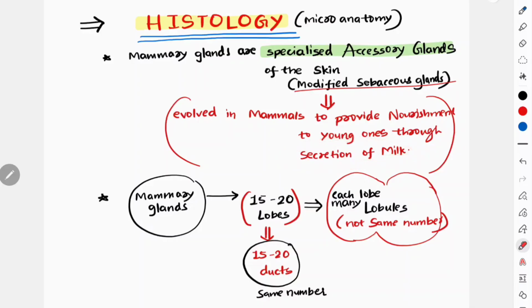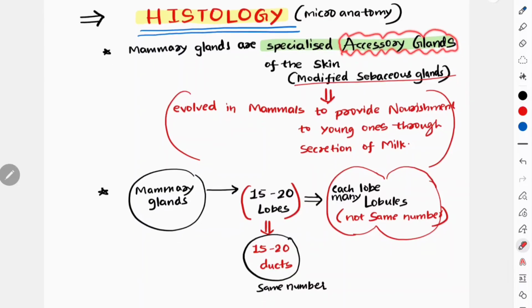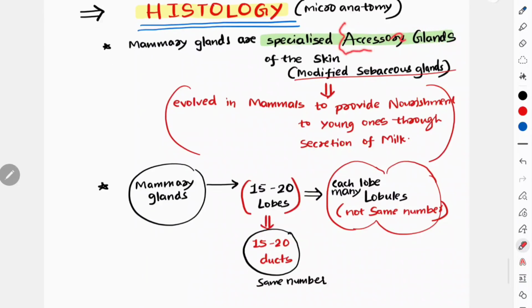Mammals, as we have discussed in the first part, in the introduction, have breasts to feed their young ones, which produce milk. So, modified sebaceous glands, specialized accessory glands, useful glands. Mammary glands have 15 to 20 lobes, and the same 15 to 20 ducts, the same number. Each lobe has many lobules.